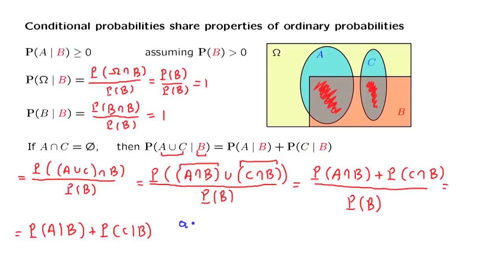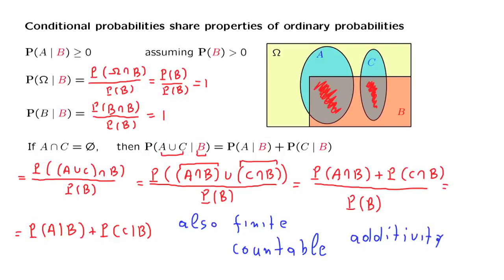Now we could repeat the same derivation and verify that it is also true for the case of a disjoint union of finitely many events, or even for countably many disjoint events. So we do have finite and countable additivity. We're not proving it, but the argument is exactly the same as for the case of two events. So conditional probabilities do satisfy all of the standard axioms of probability theory. So conditional probabilities are just like ordinary probabilities.